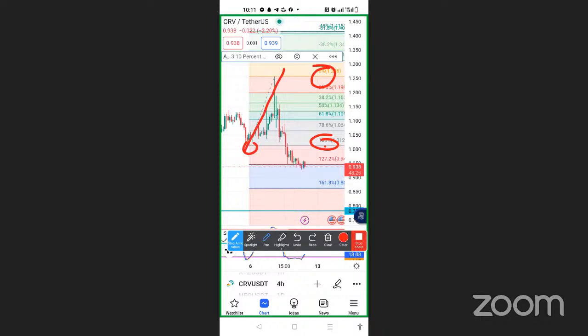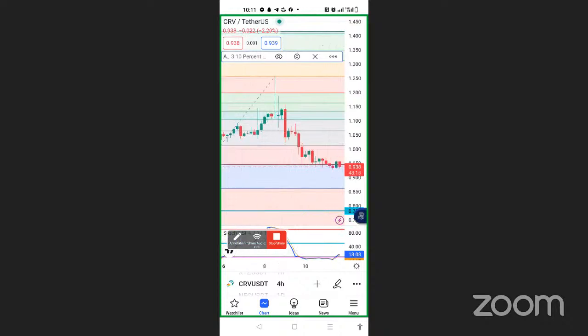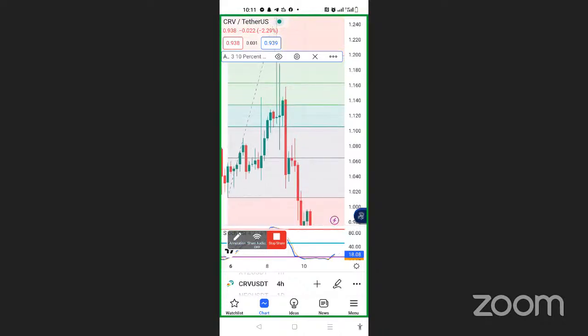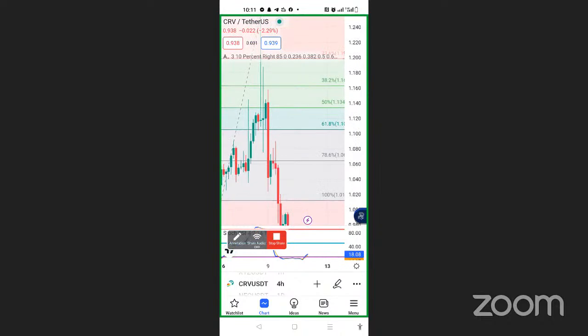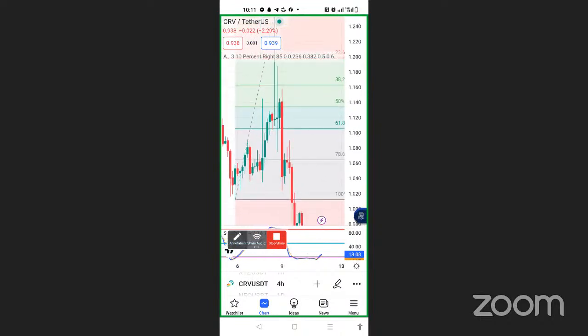It had to retrace, ladies and gentlemen, between 38.6, 61.8, 50 or 38. I want to show you that the market respected that area. Do you see? When the market moved up, it came back from here. You see, it even went a little bit below here. But from here, it moved again up to this point. So after retracing, it now decided to move down.